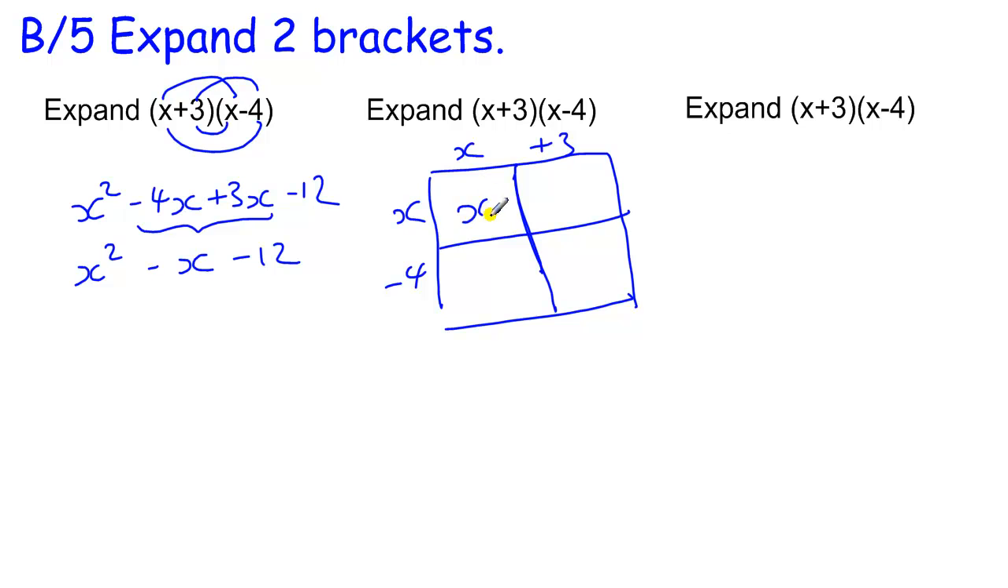x times x, which is x squared, 3 times x, which is 3x, minus 4 times x, which is minus 4x, minus 4 times 3, which is minus 12.